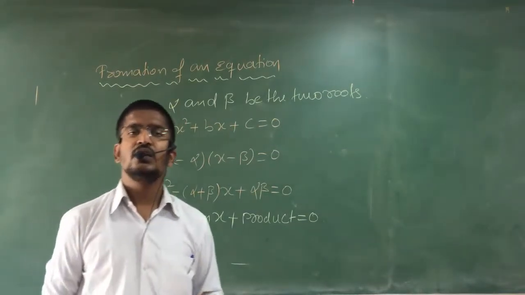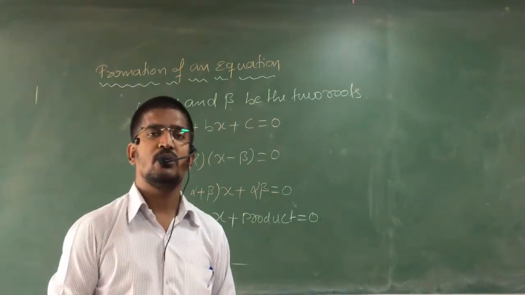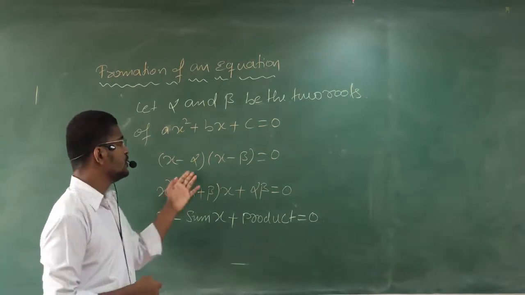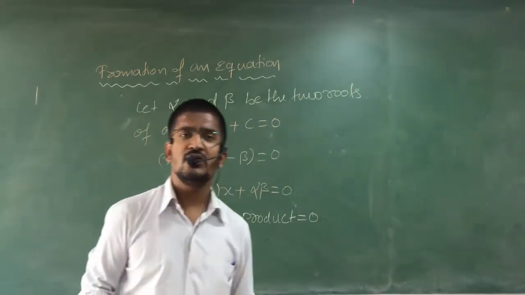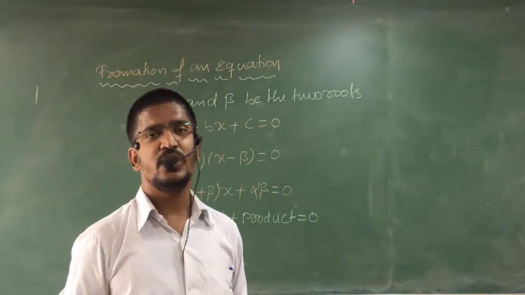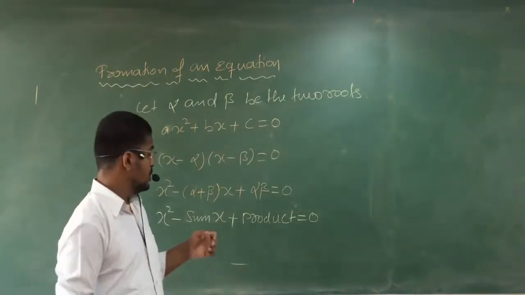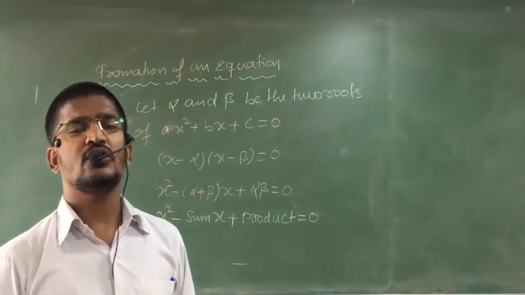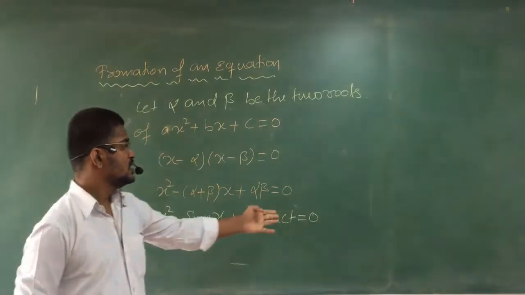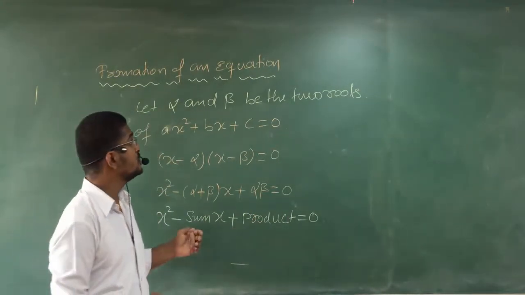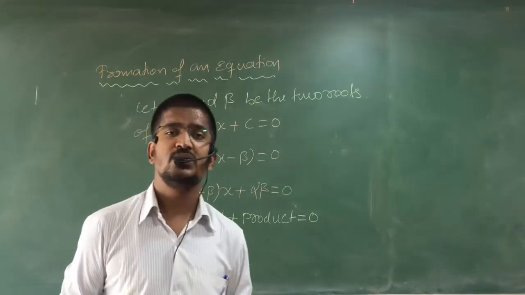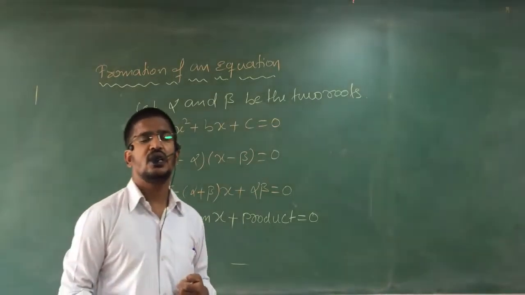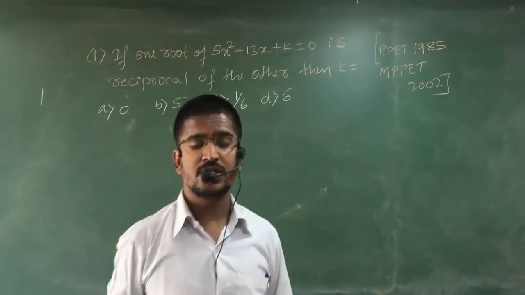After solving the algebraic equation you get the roots, no problem. But after getting the roots, how do you solve the reverse case? If you get the roots alpha and beta, you use x minus alpha into x minus beta, so that you have x square minus the sum of the roots into x plus the product of the roots equal to 0. Clear, students? So this is the formation of an algebraic equation when you know the roots of that particular equation. Okay, students.